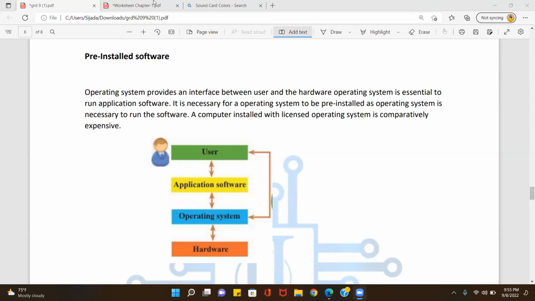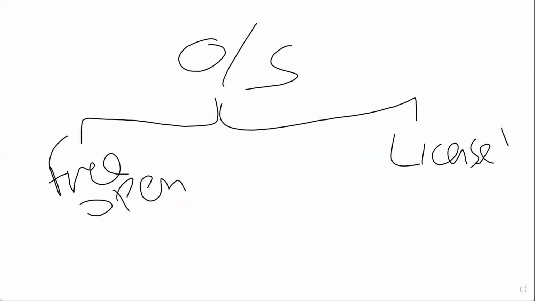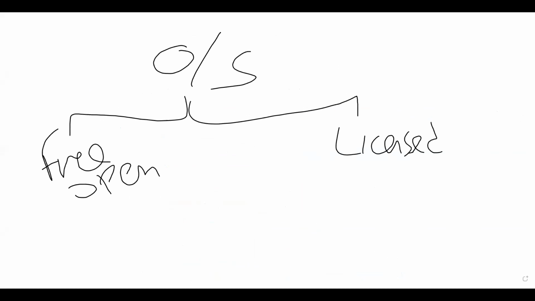When you're talking about operating systems, there are two types: the free and open source operating system, and the licensed operating system. A free and open source operating system means you can go to Google, go to their website and download it. A licensed operating system means if you want to use it, you have to pay a particular amount of money.